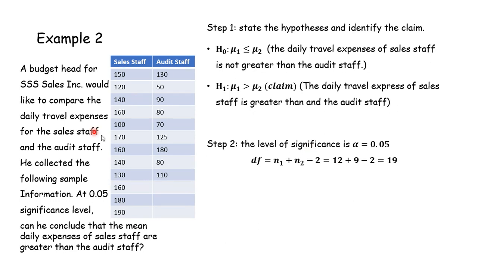Nakuha ko po tong 12 tsaka 9 nung binilang ko po yung data po na meron tayo. Since ito lang po yung information na meron po tayo, so bibilangin lang natin siya. Like for the sales staff, so meron tayong 1, 2, 3, 4, 5, 6, 7, 8, 9, 10, 11, 12. So kaya po meron akong 12 dyan. And then for the audit staff, since tatlo naman yung blanco sa table, 12 minus 3 is equal to 9. Kaya po, doon ko po nakuha yung 12 tsaka yung 9 po.